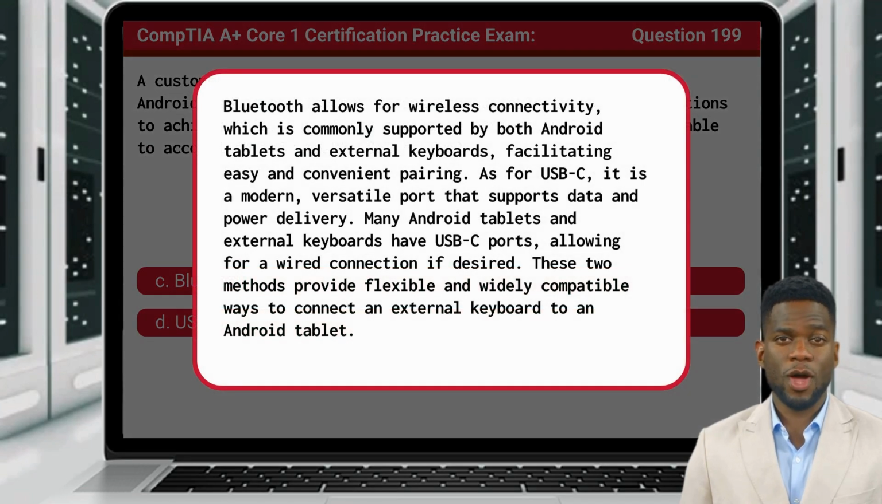Bluetooth allows for wireless connectivity, which is commonly supported by both Android tablets and external keyboards, facilitating easy and convenient pairing. As for USB-C, it is a modern, versatile port that supports data and power delivery. Many Android tablets and external keyboards have USB-C ports, allowing for a wired connection if desired. These two methods provide flexible and widely compatible ways to connect an external keyboard to an Android tablet.